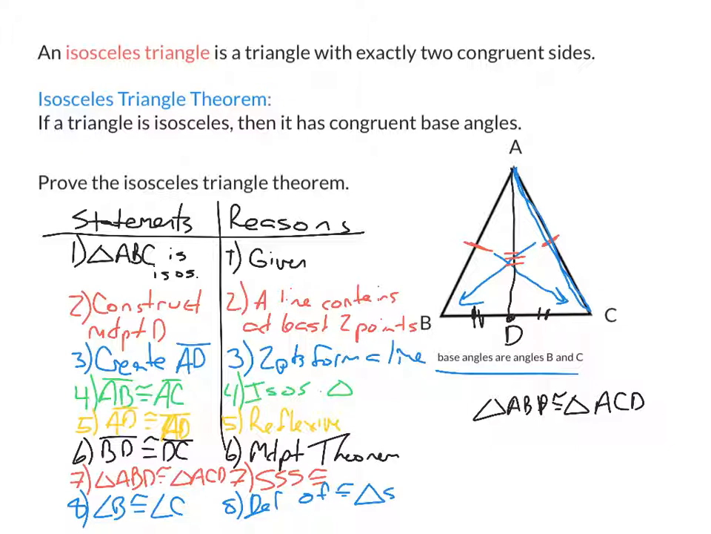So that's our proof of the isosceles triangle theorem. We know that in an isosceles triangle, two of the sides have to be the same, and therefore two of the angles must also be the same. Okay, for now we are done.